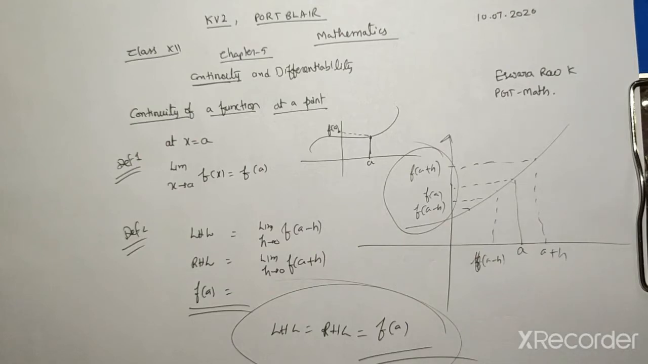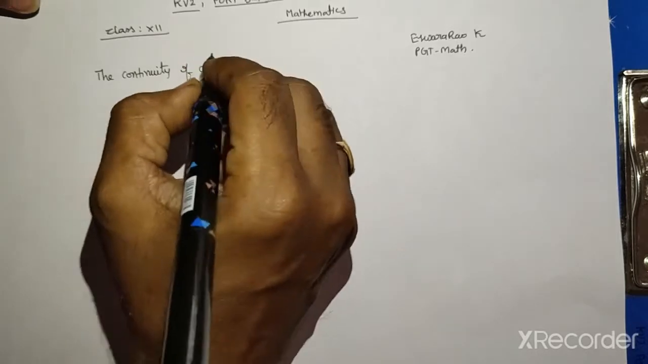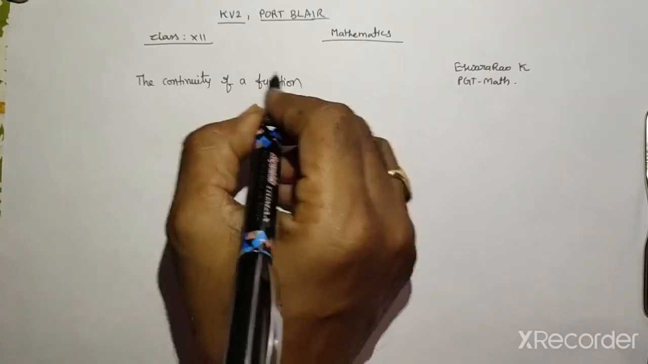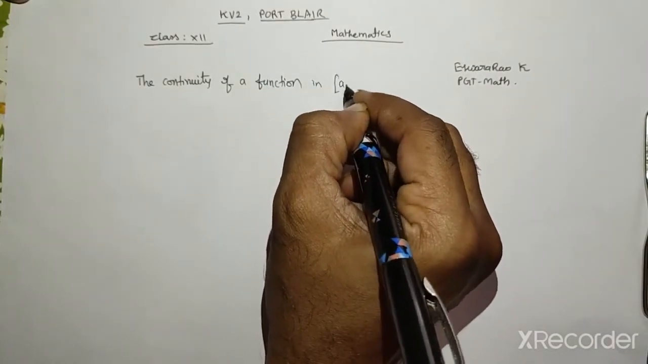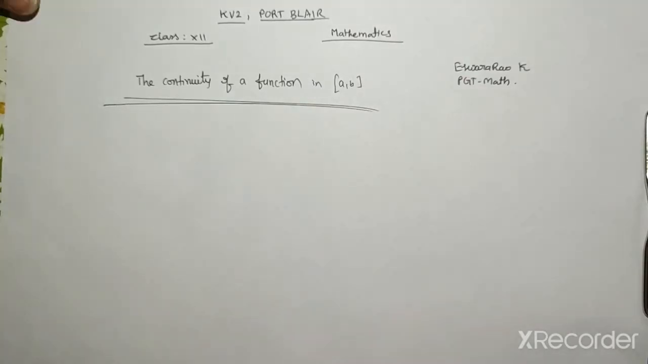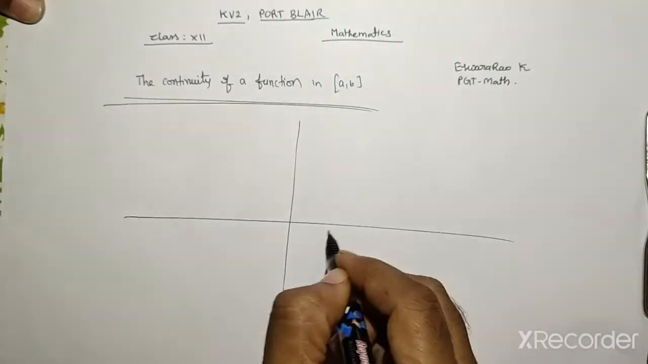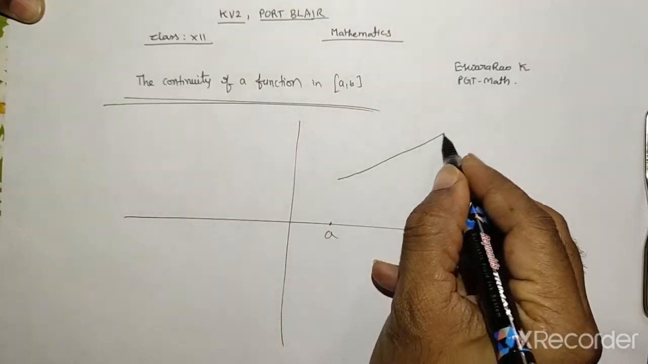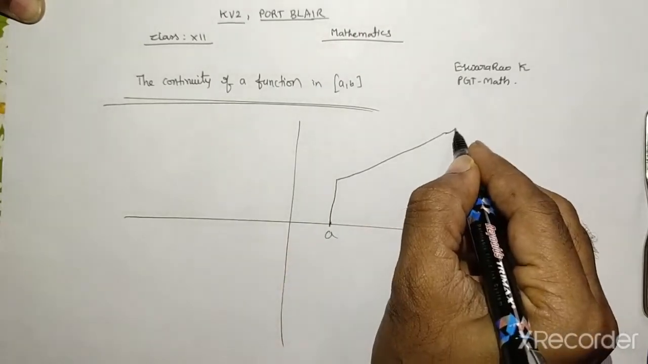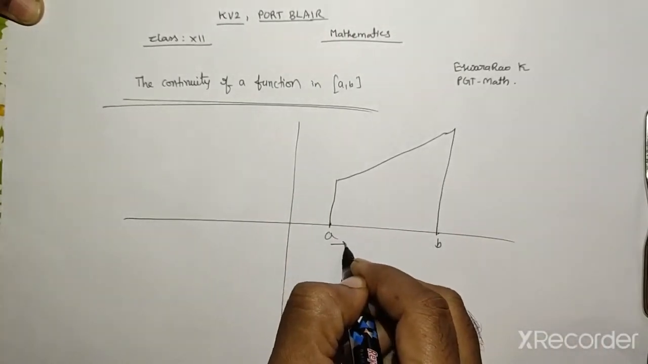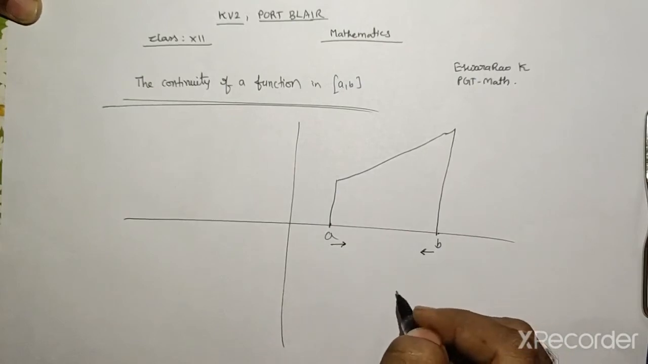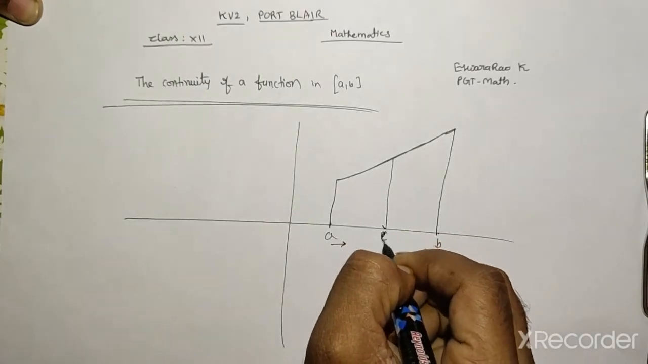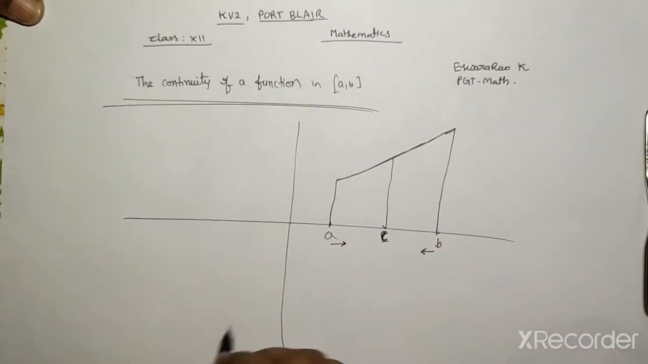Now how to define that the function is continuous in an interval? The continuity of a function in the closed interval AB. When can I say the function is continuous in the closed interval AB? See, if you take this is A and this is B, both are included. The right hand limit at A and left hand limit at B must be defined, and whatever point inside this interval you take, say C, at C also the limit must be defined and the value of the function also equal.